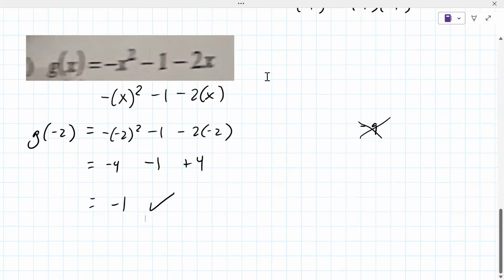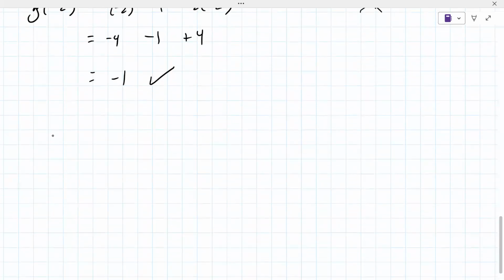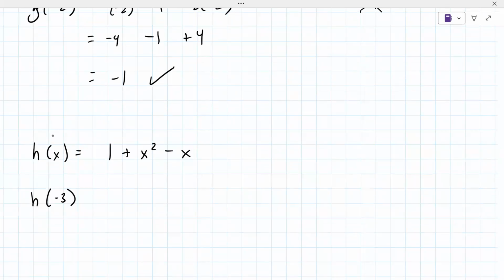Correct. You ready to do another one? Sure. All right. Let's say h of x equals 1 plus x squared minus x, and I want you to find h of -3.